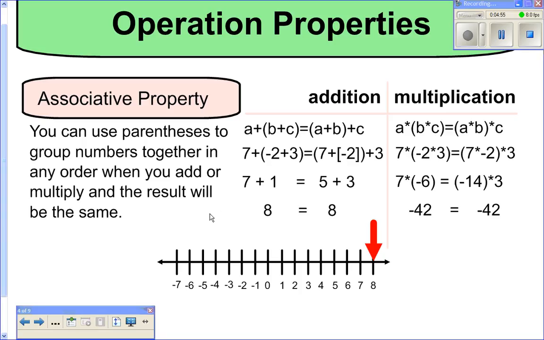So what we learned today is the associative property of addition and the associative property of multiplication. When you're adding a group of numbers, it doesn't matter in what order you add them. And when multiplying a group of numbers, it doesn't matter in what order you multiply them. The results will be the same.